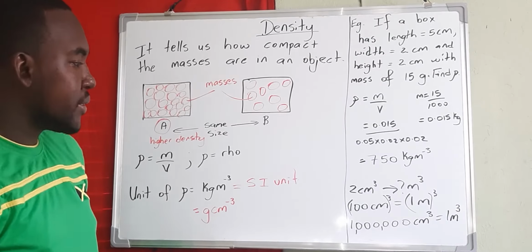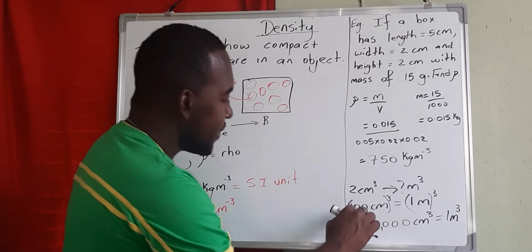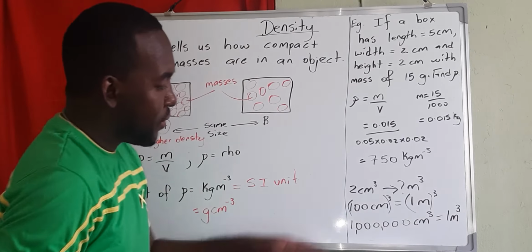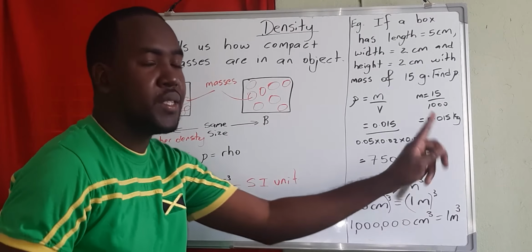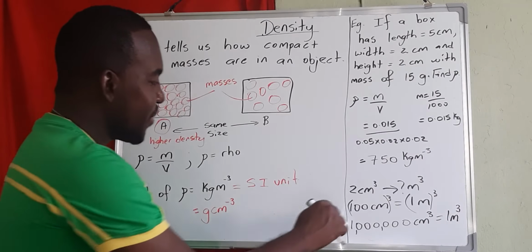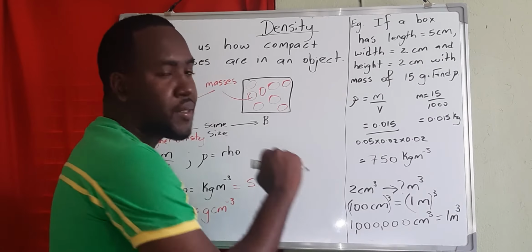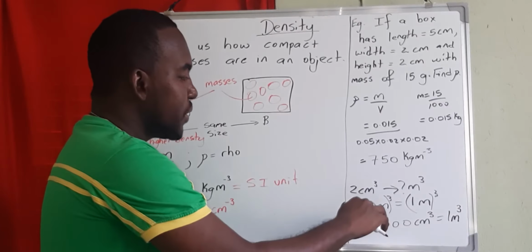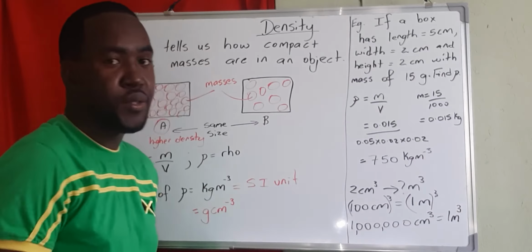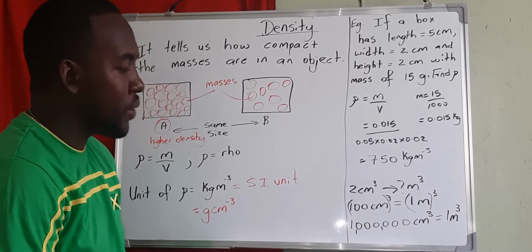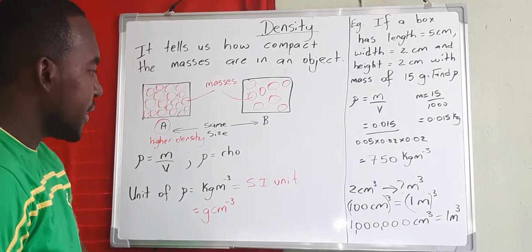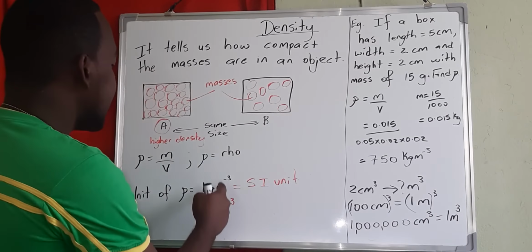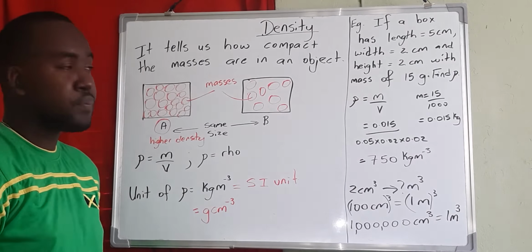Most students normally write 100 centimeter cubed equals 1 meter cubed. That's not correct. It's 100 centimeter equals 1 meter. So we need to find how much a centimeter cubed is. We cube the 100 as well, so we get 1 million. So that's how you convert between centimeter cubed and meter cubed.